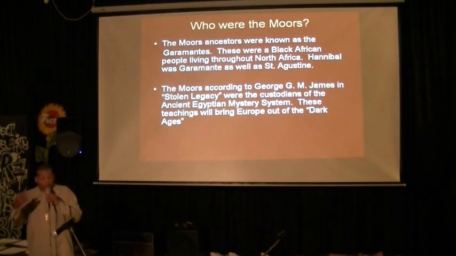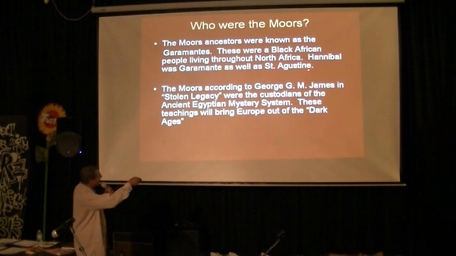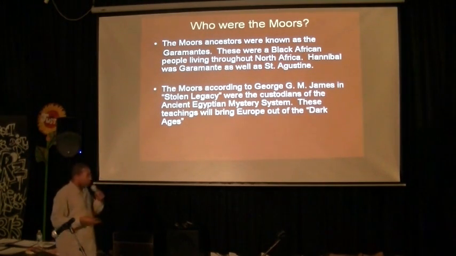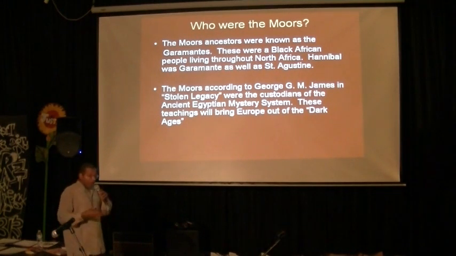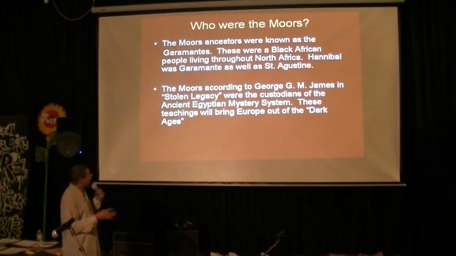Hannibal, that we read about from Carthage, was Garamante. St. Augustine, as well, was Garamante. But these are African people in North Africa. These are not dark-skinned Caucasians. These are not Europeans with tans. These are an African people.